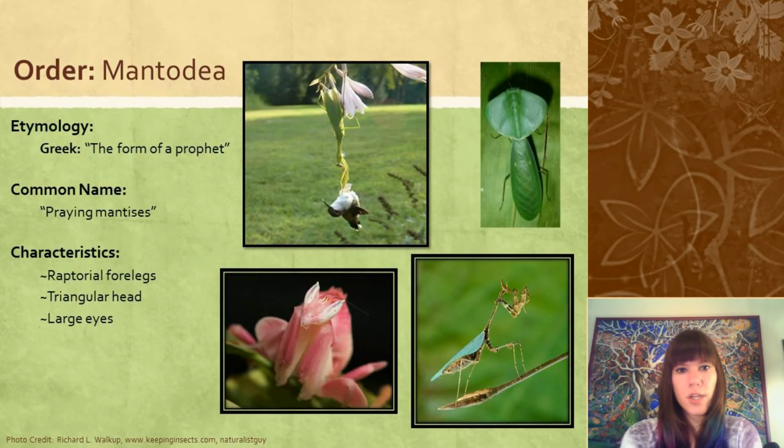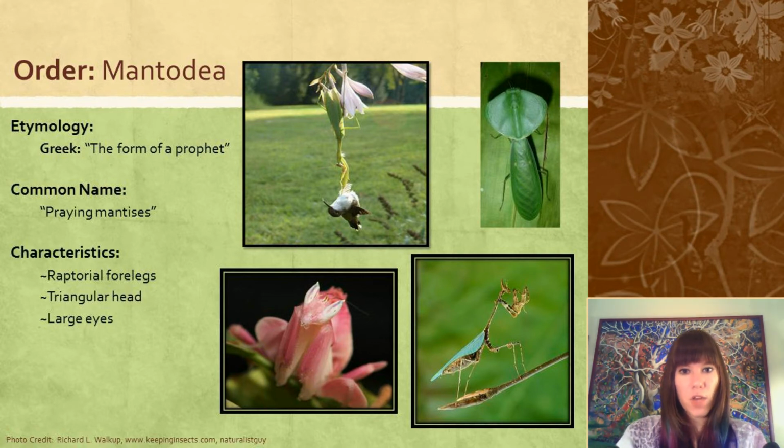The next order is Mantodea, and these are your praying mantises. Mantodea in Greek just means the form of a prophet, and their characteristics are that they have the raptorial forelegs, a really triangular head with hypognathous mouthparts, and really big eyes. Mantises make great classroom pets.